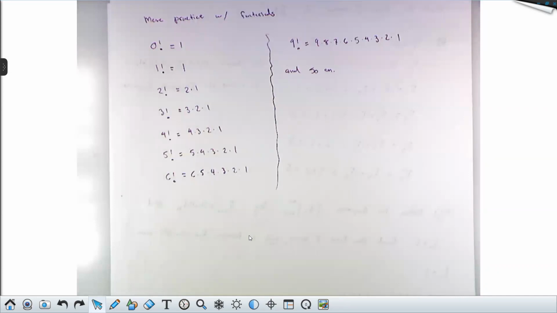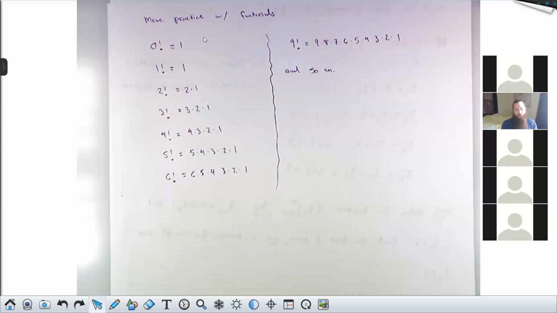All right. So these factorials, you just multiply all the positive integers less than or equal to that number. That rule works great, except when n is 0, and you just have to remember that 0 factorial is by definition the number 1.